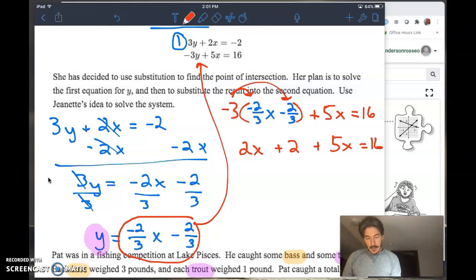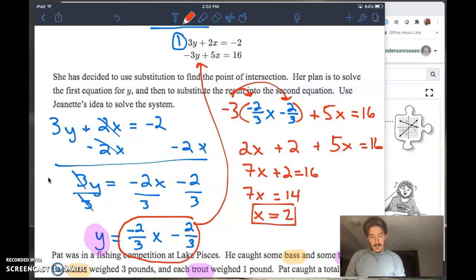I go ahead and combine my like terms. I get 7x plus 2 equals 16. Then I go ahead and subtract 2 from both sides. 7x equals 14. I'm dividing everything by 7. 14 divided by 7 is 2. I get x equals 2. Yay, we made it. Now check this out. If x equals 2, I still have to figure out what y is, so I'll plug back in to this right here using substitution one more time, and then I'll find out what y is.